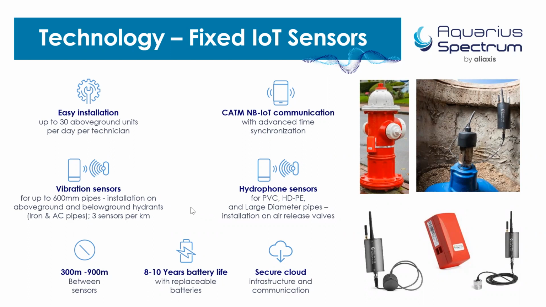That's right. Yes, so we use vibration sensors typically on distribution or municipal distribution networks for pipes with diameter up to 600 millimeter. So typically metallic pipes, iron, cast iron, steel, etc., as well as asbestos cement pipes. And we would typically install approximately 3 sensors per kilometer.